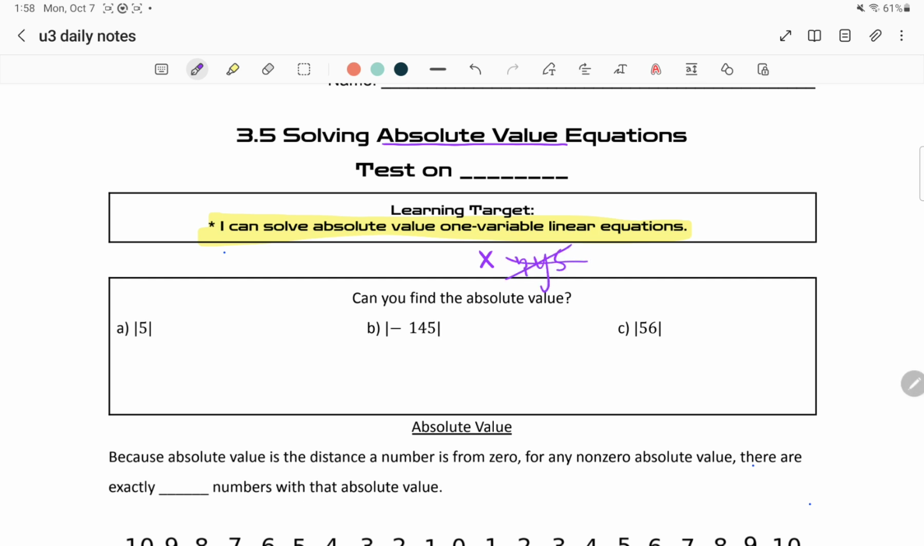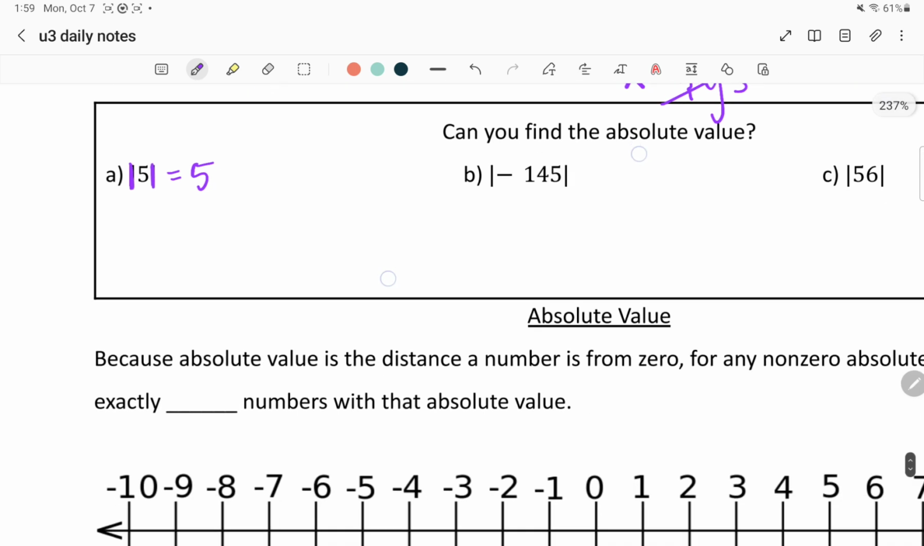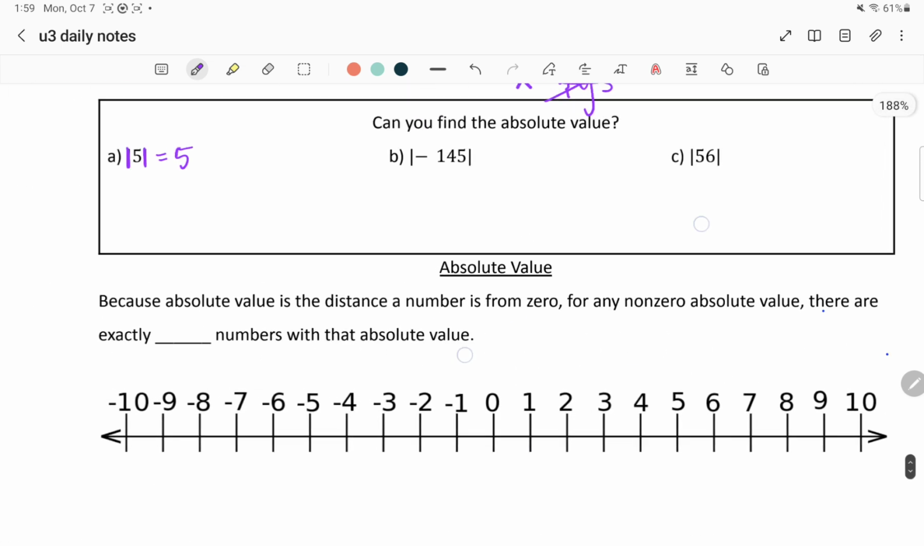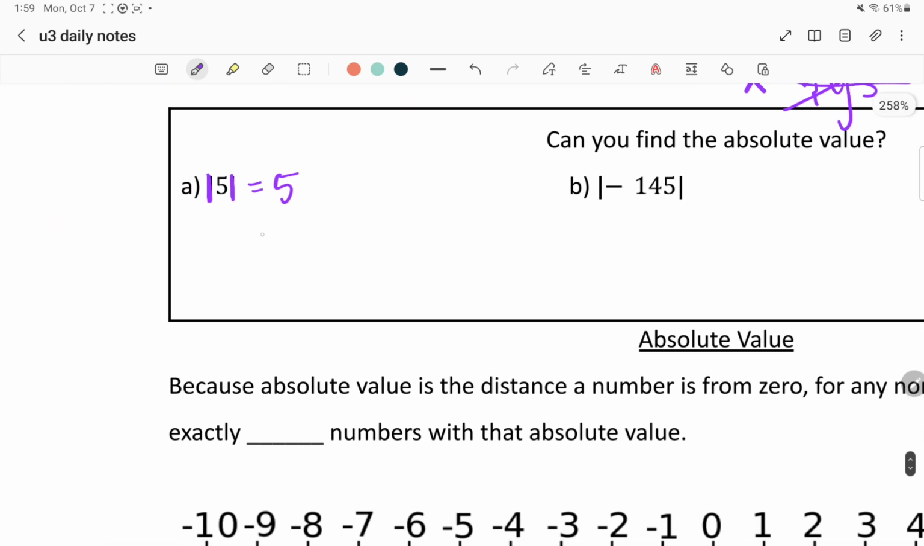Okay. But before we really get into solving them, let's talk about absolute value because it's probably been a minute. Absolute value is represented by these bars. You'll hear me call them the bars a lot because that's what they are. Absolute value is the distance a number is from 0. So if I look at 5, I see that that's 1, 2, 3, 4, 5 steps from 0. That is absolute value. Distance can't be negative.